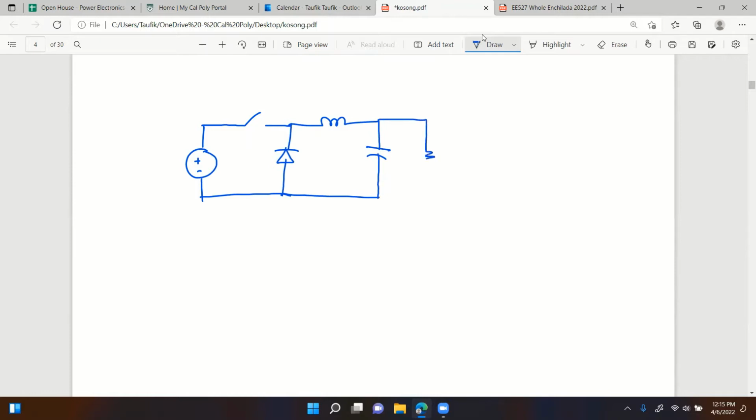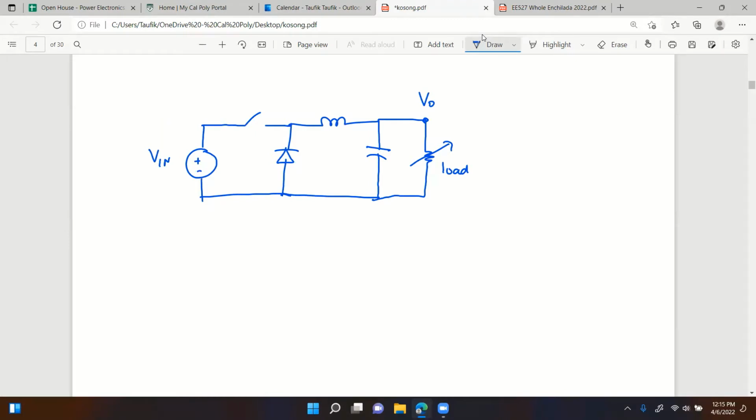So let's say I have a buck converter, right? That looks like this. Here's our load, right? Here's our output. Of course, here is our input.